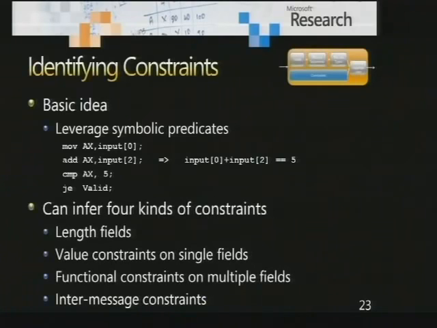With the symbolic predicates and other techniques, we can infer 4 kinds of constraints. First, length fields that specify the size of a record sequence or the size of a buffer. Second, value constraints on a single field, for example, saying the type must be 1 or this ID must be 5. Third, functional constraints on multiple fields, like a checksum. The checksum specifies that the XOR of all the fields in the header must equal the checksum field. And also intermessage constraints, where we track the dependencies between the input message and the output messages.